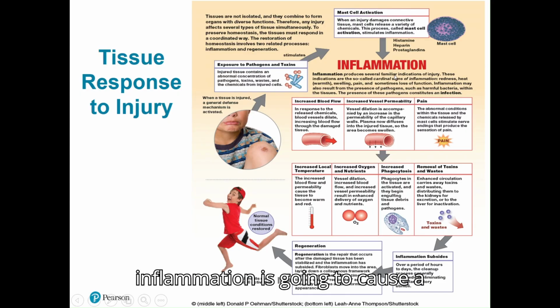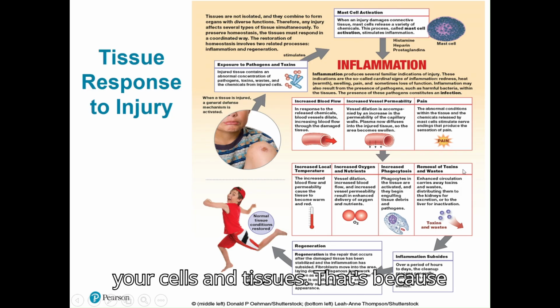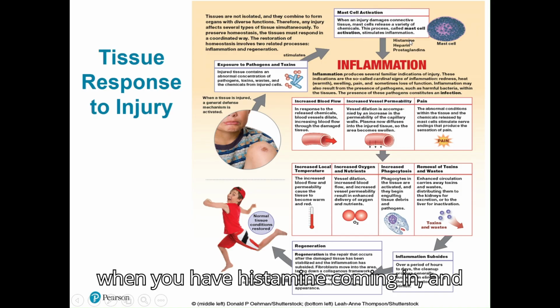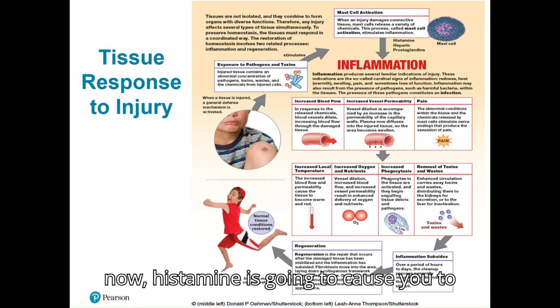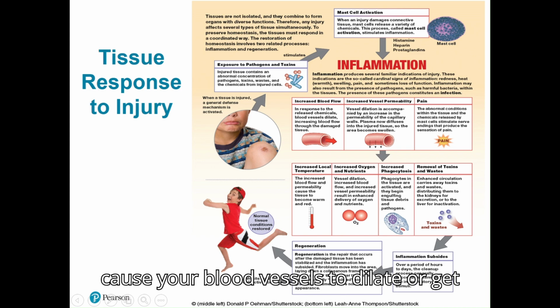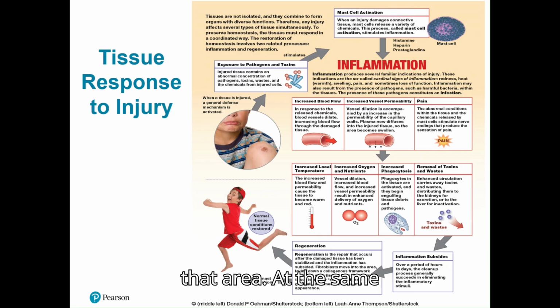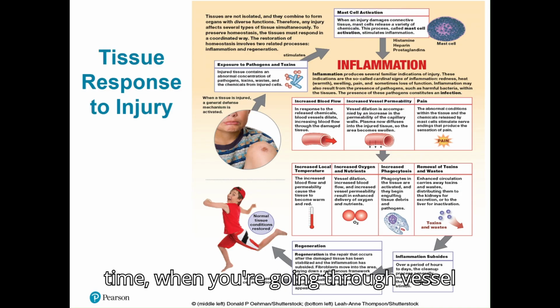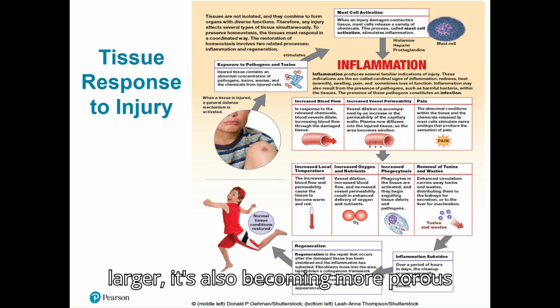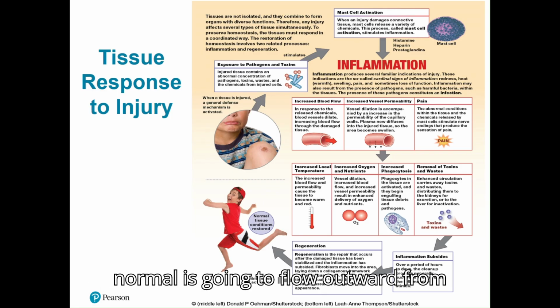Now, inflammation is going to cause a number of different symptoms within your cells and tissues. That's because when you have histamine coming in, and we're going to focus on histamine for now, histamine is going to cause you to increase blood flow because it's going to cause your blood vessels to dilate or get larger. So the diameter of them gets larger so you can increase blood flow to that area.